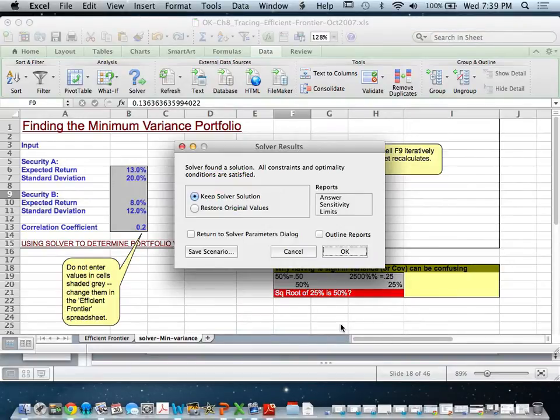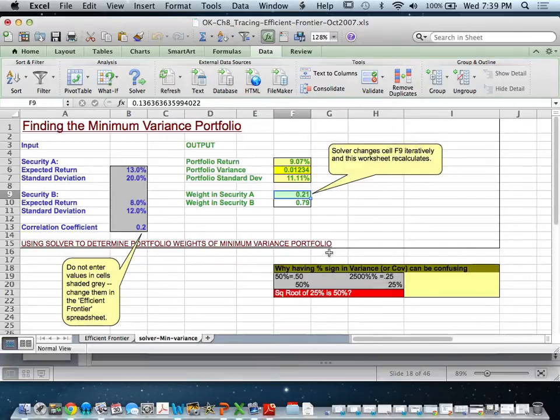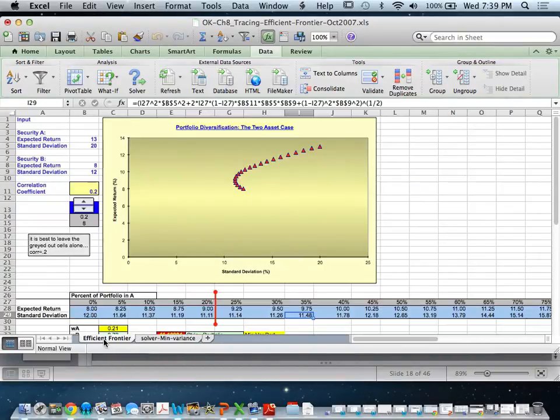See? And this is a really fast chip in there. It took some time. Why? It literally scanned through all the weights for me. That ocular scan that we were doing, it did it for us. And notice the answer should be 0.21, the weight in security A, which is basically what we have determined here, 0.21. How do you like that?